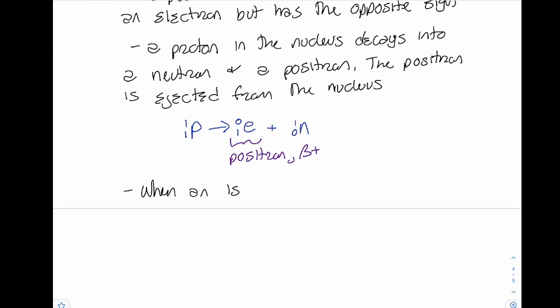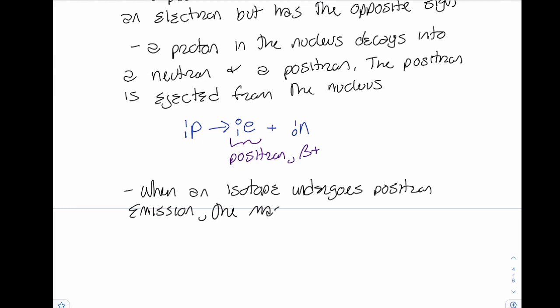When an isotope, when a nucleus, however you want to say it, ejects a positron or undergoes positron emission, that might be the better way to say it. You could say positron decay. The mass number remains unchanged, and the atomic number decreases by 1.